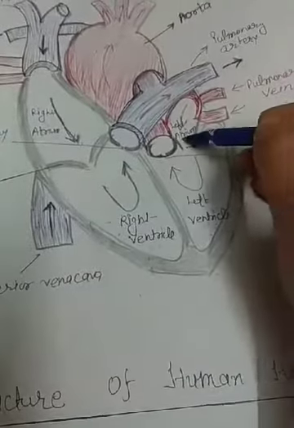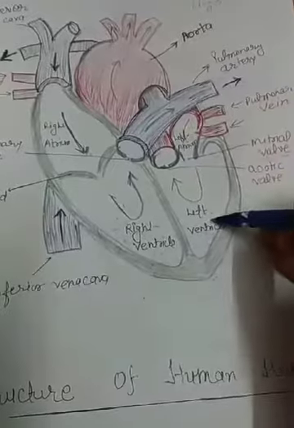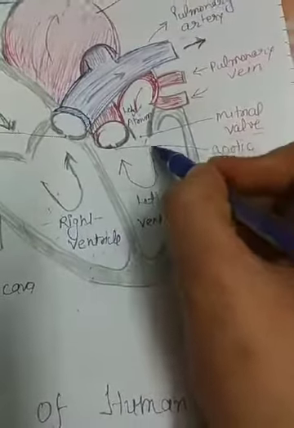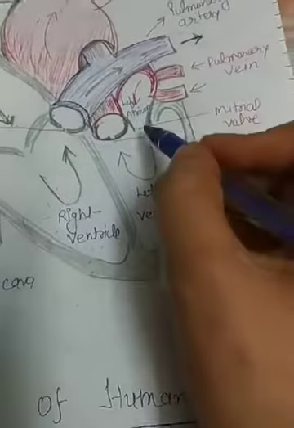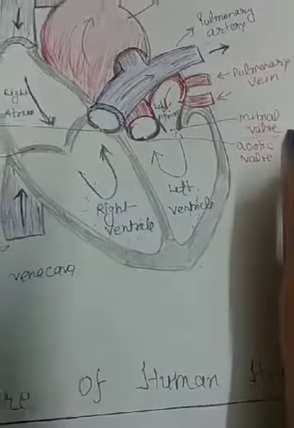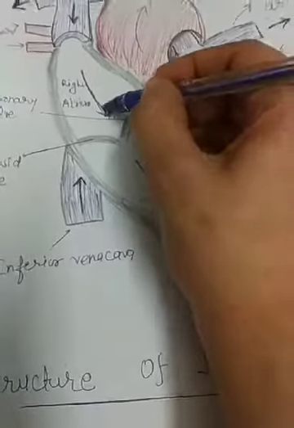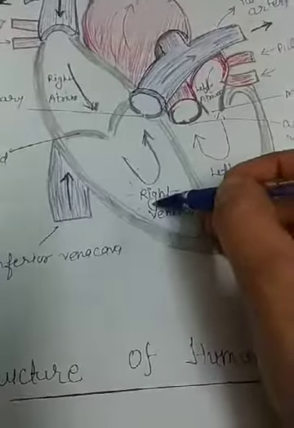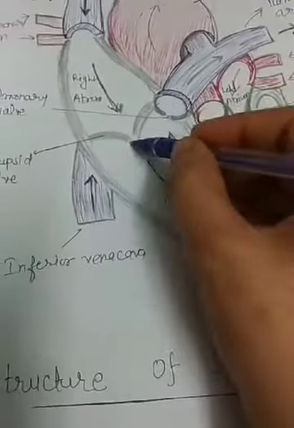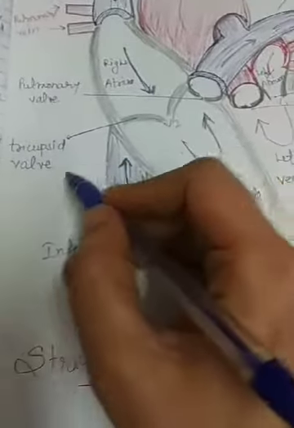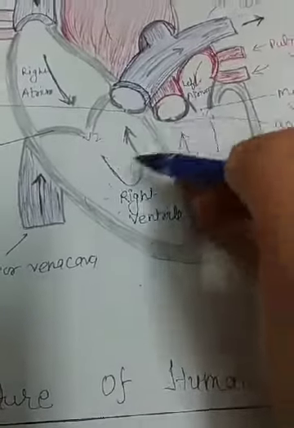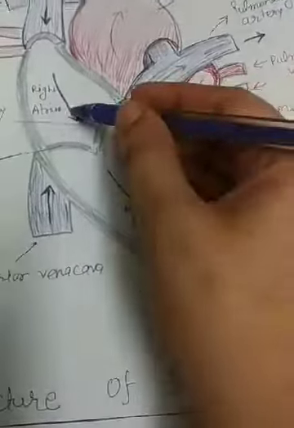The left atrium is connected to the left ventricle through a valve V1, which is called the mitral valve. It is a bicuspid valve. Whereas the right atrium is connected to the right ventricle through another valve V2, which is called the tricuspid valve. These valves prevent the backflow of blood into the auricles or atria.